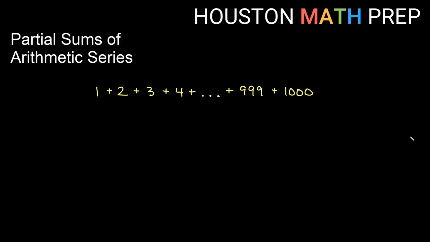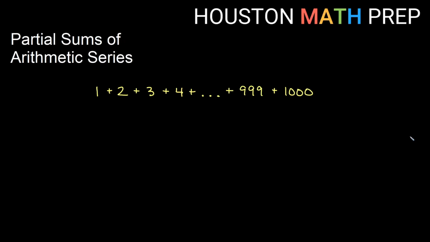We are doing partial sums of arithmetic series. So we have a list of terms and we're adding them all up, not an infinite list of terms. Partial sums means we're stopping at some point. But here I've got a list of terms. I'm adding 1, then 2, then 3, then 4, skipping a few, more than quite a few. And we are ending at 1,000.